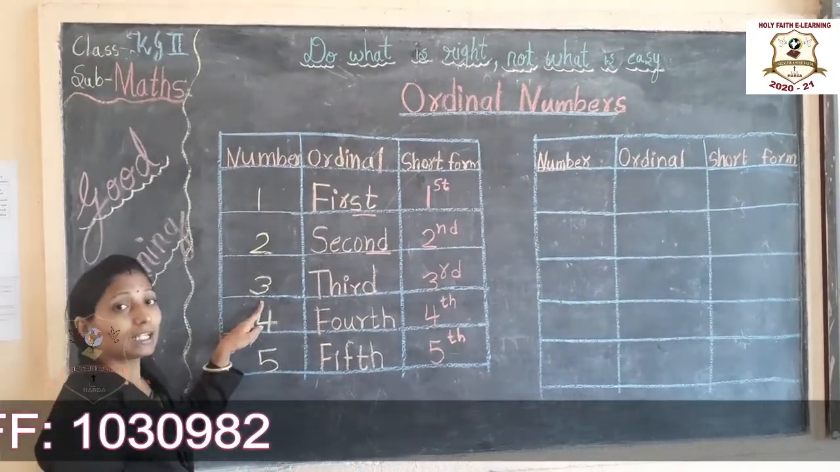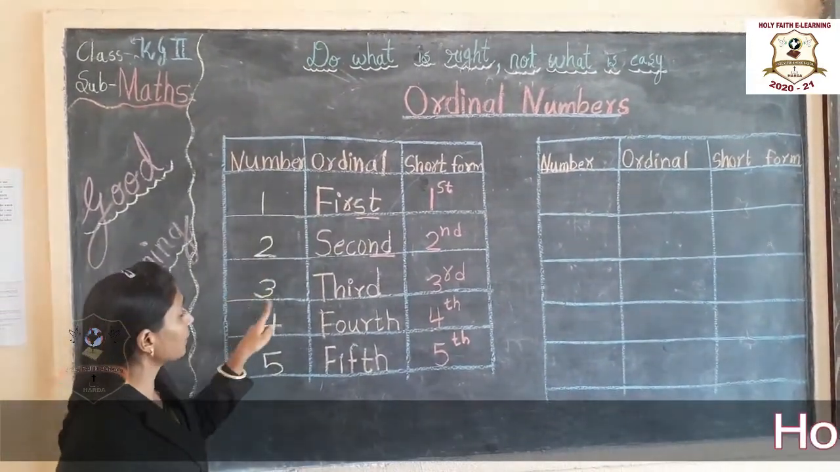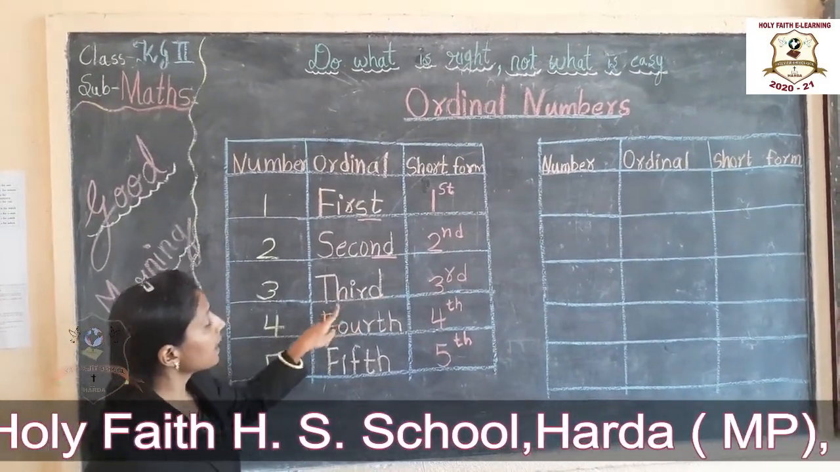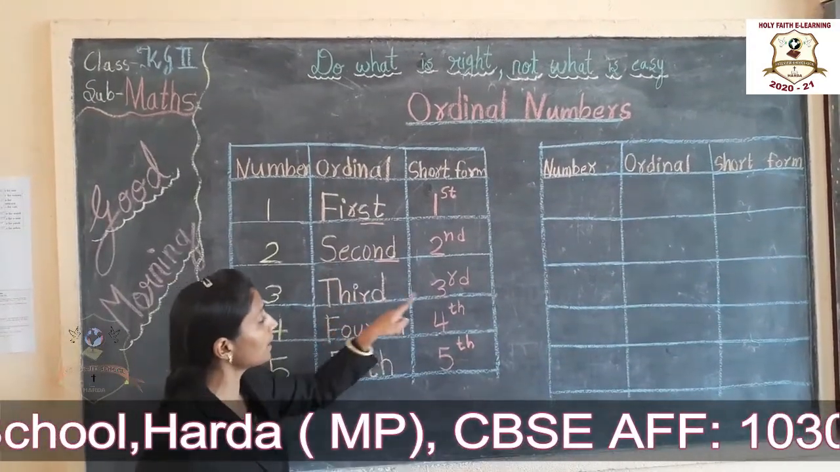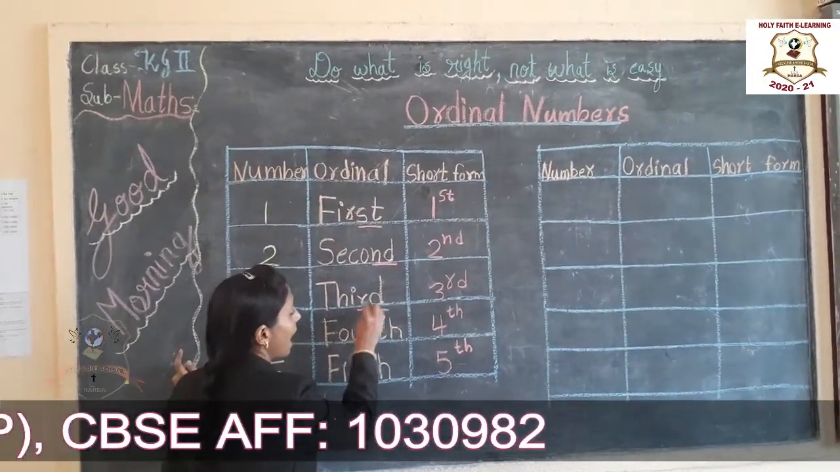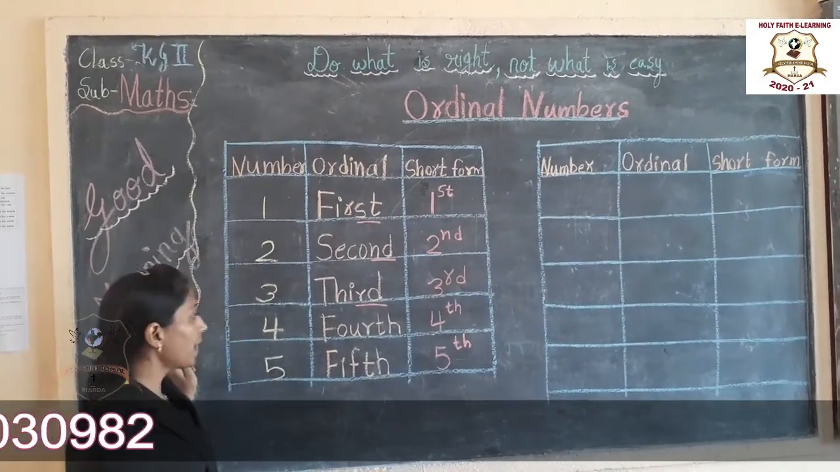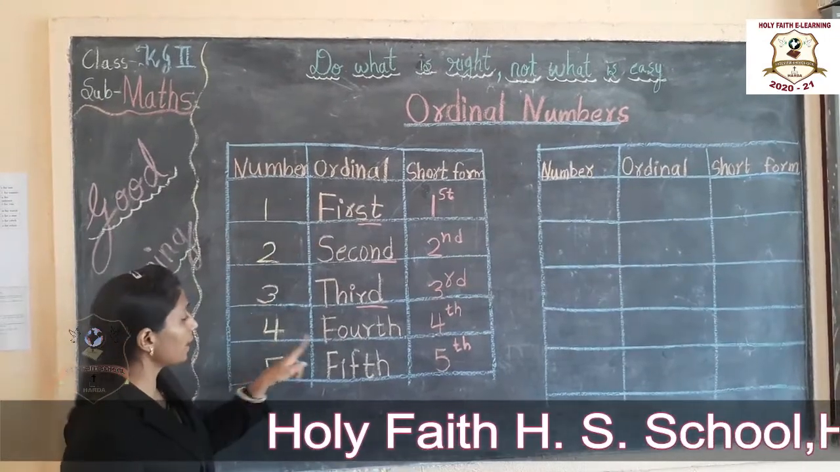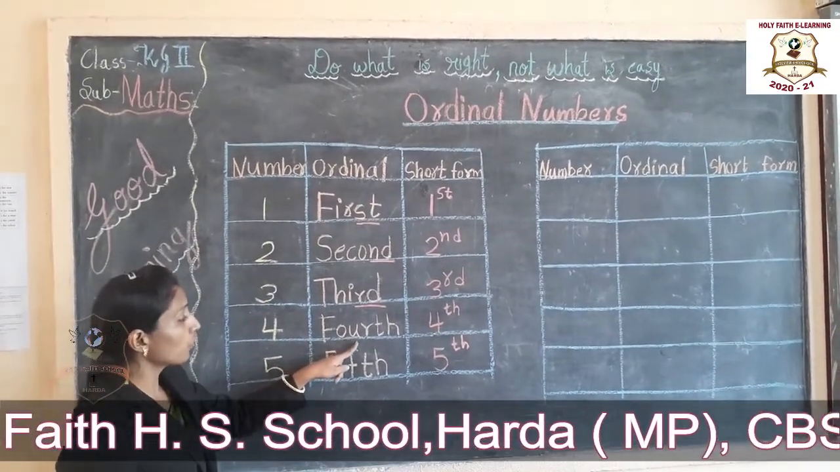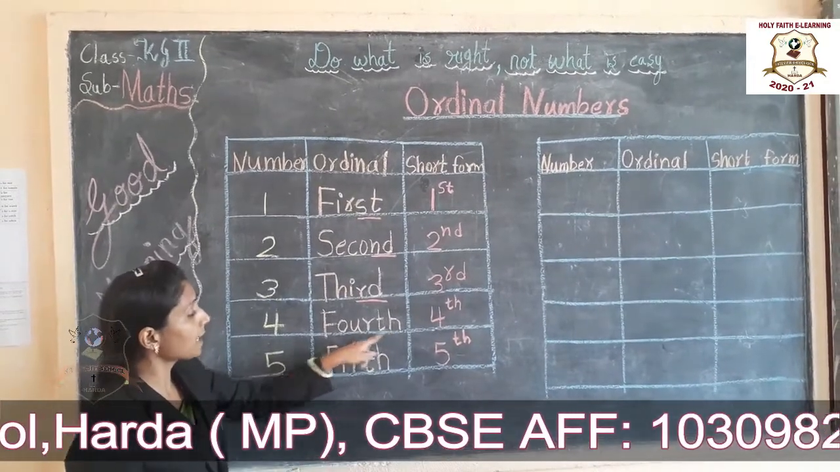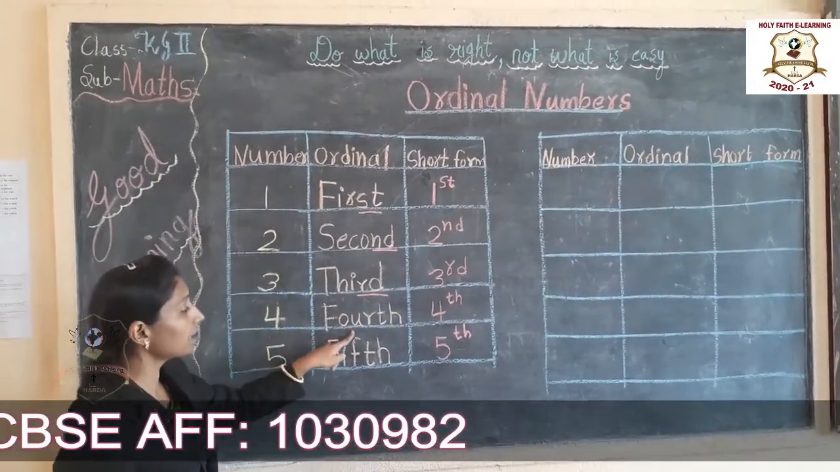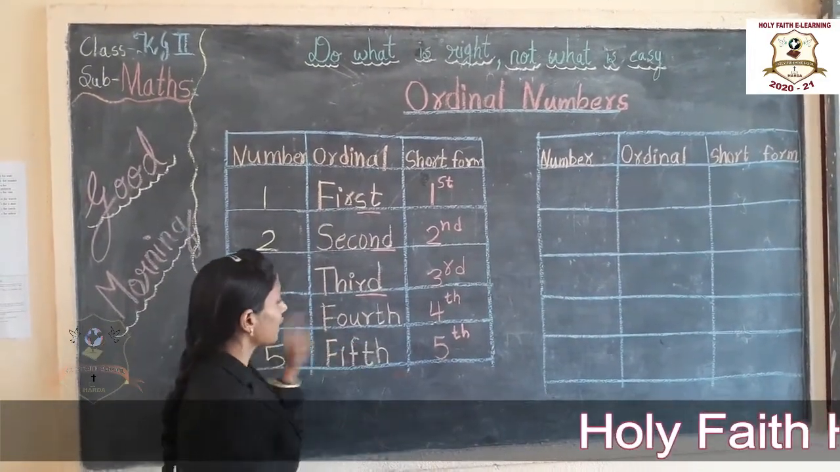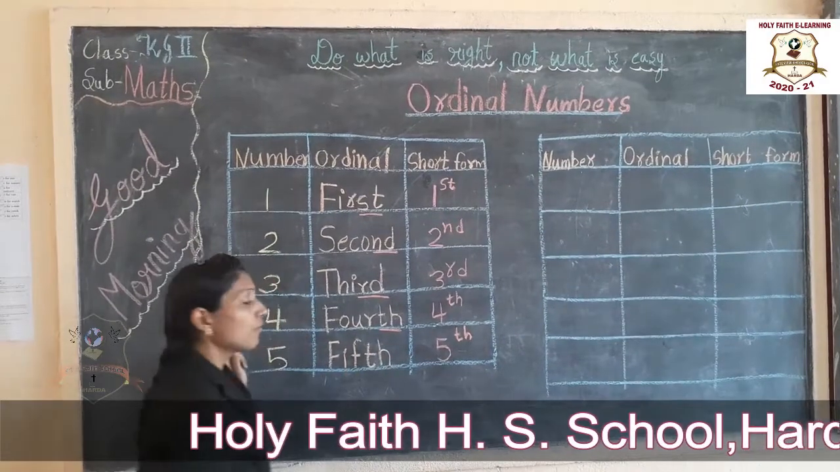Which number is this? 3. The ordinal number of 3 is T-H-I-R-D. Third, and the short form of third is 3, and then last के 2 letter R-D. Third, okay. Next 4. Which number is this? 4. The ordinal number of 4 is F-O-U-R-T-H. Fourth, and the short form of fourth is 4 लिख के last के 2 letter T-H. Fourth, okay.